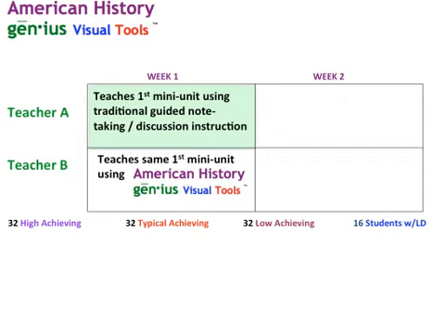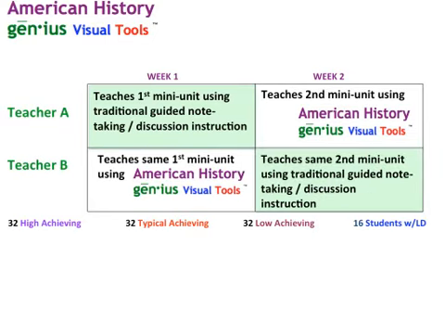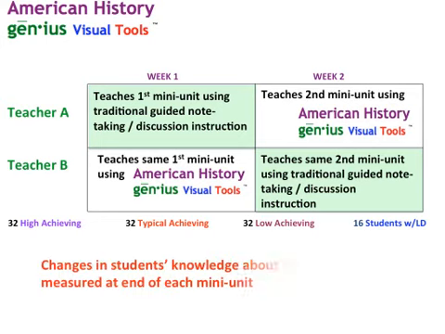And so in this study, we basically used the teachers, and they served as control groups for each other. So for an example, in week 2, Teacher A then switched and used the American History Genius tools, whereas Teacher B switched and used the traditional guided note-taking discussion kinds of instruction. And so these teachers sort of served as their own control groups by using this reversal design.